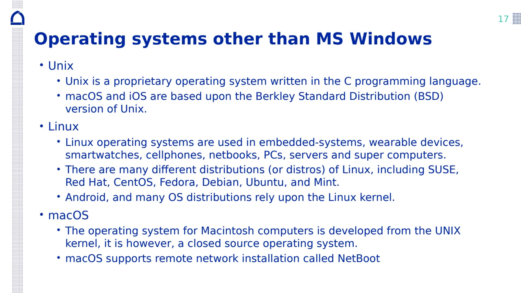What other operating systems do we have, other than Windows Server? We also have Unix. Unix is a very popular operating system, and it is written in the C language. We also have Mac OS and iOS, which are based on the BSD version of Unix. We have Linux, which is used for wearable devices and IoT, and there are many distributions of Linux.